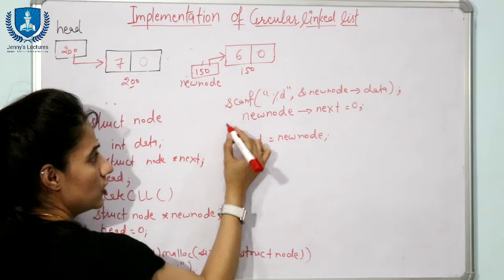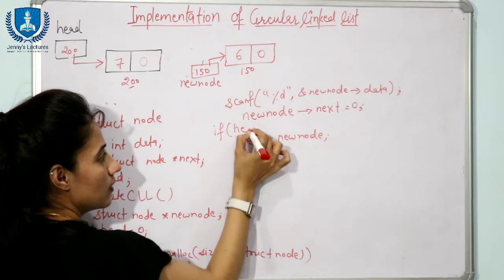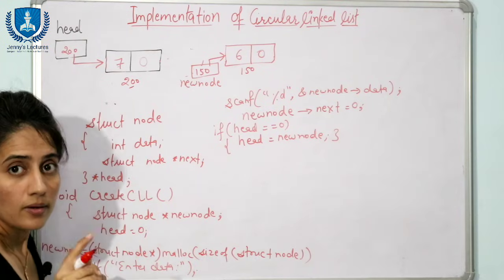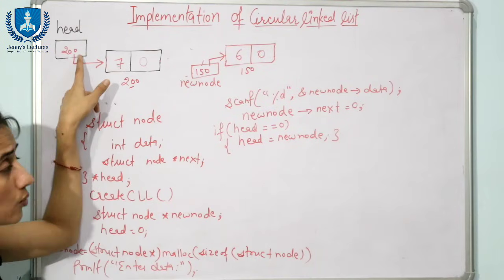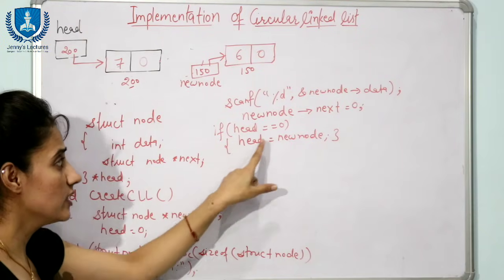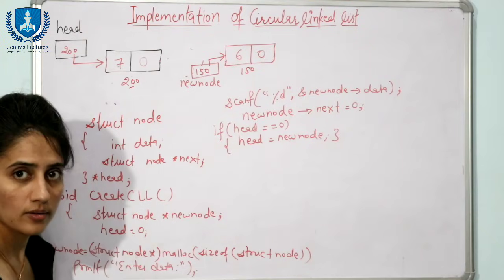What we can write is one condition: if head is equal to null, meaning if head is equal to 0 at the start, if there is no node in the list, then in that case head is equal to new node, that is fine.